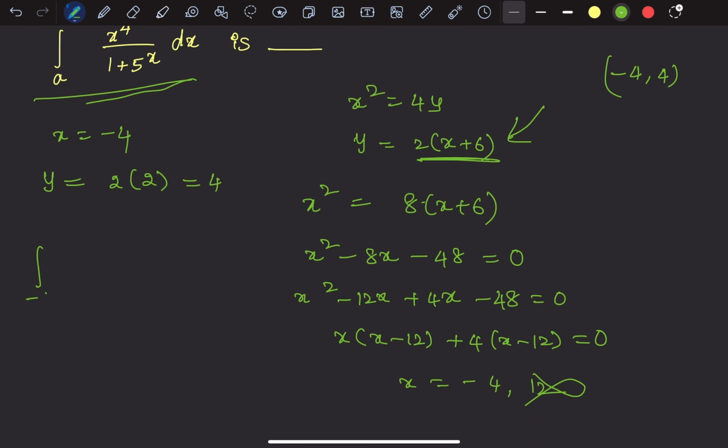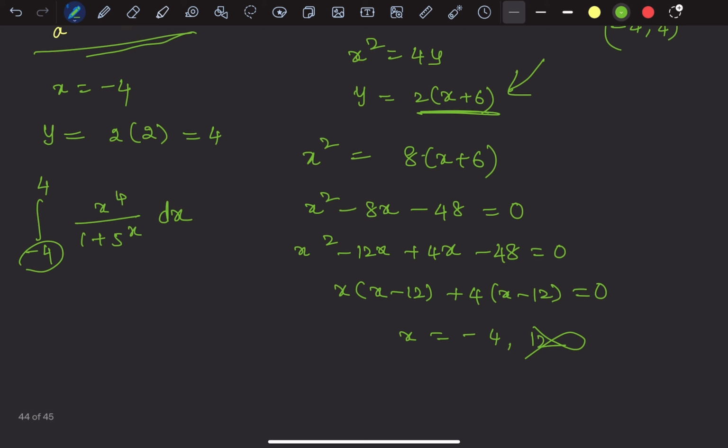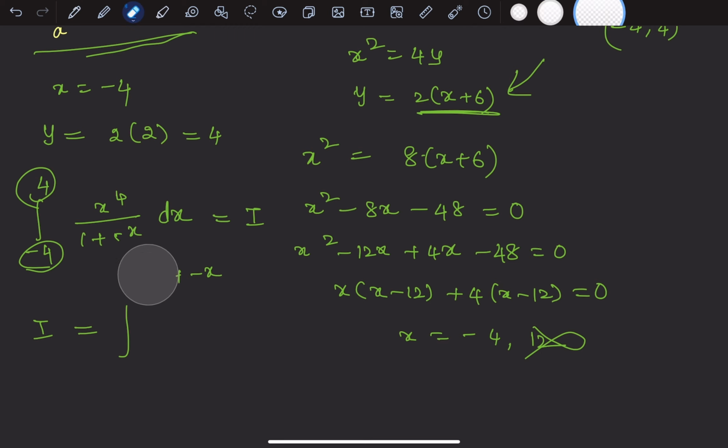So the integral will be from minus 4 to 4 of x to the power 4 by 1 plus 5 to the power x. Now if you notice, the sum of the limits is 0, so you can use the King's rule here. Let us denote this integral with I. You can also write I as a plus b minus x, that is minus 4 plus 4 minus x, so you can replace x with minus x.